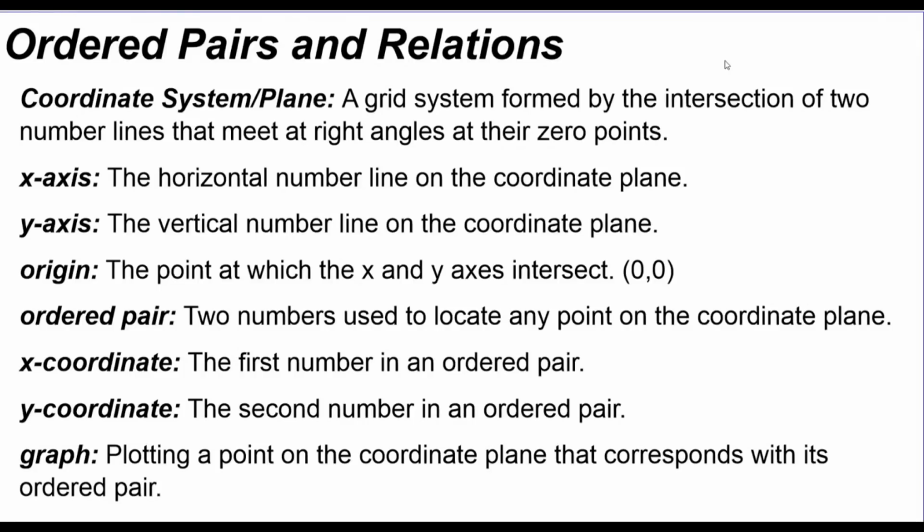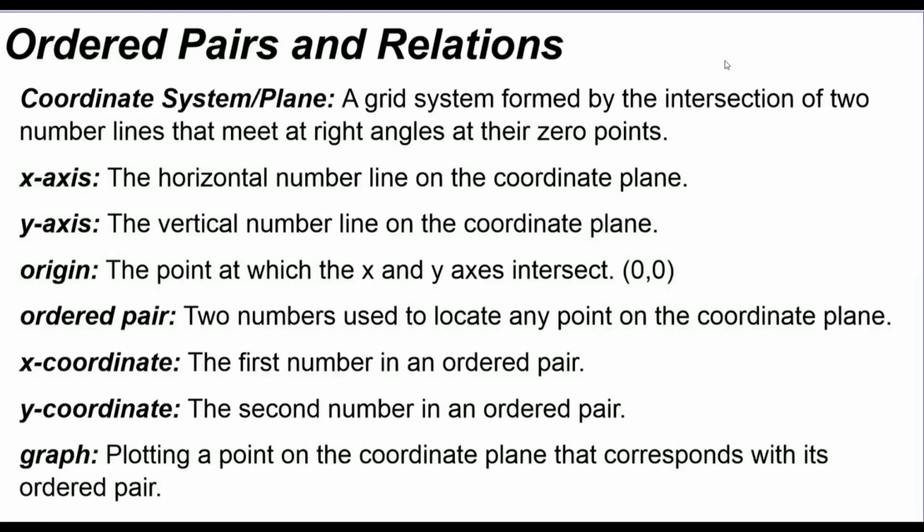We're going to be using something called the coordinate system, or sometimes referred to as the coordinate plane, or even the coordinate grid, which is a grid system formed by two intersecting number lines that meet at right angles at their 0 points. And those two number lines have names. One of them is the x-axis, that's the horizontal number line on a graph. The y-axis is the vertical number line on a graph. And where they meet is called the origin, and that has a location of 0, 0.